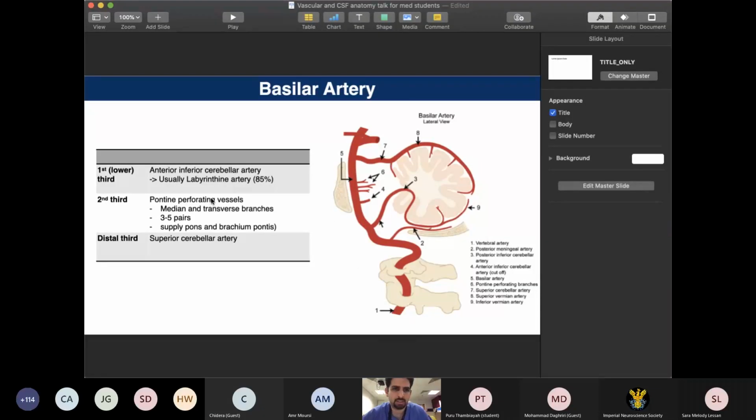If you divide it into the lower third where the AICA comes off, remember the PICA has already come off the vertebral at this point. Then you've got pontine perforating arteries. These are the ones that you never ever want to touch or see a lot of the time. And then the distal third where your superior cerebellar artery comes off.